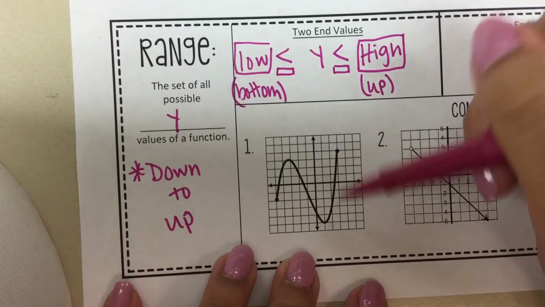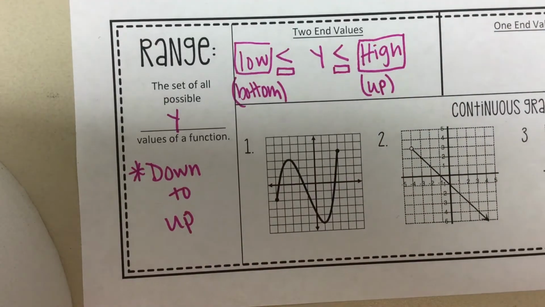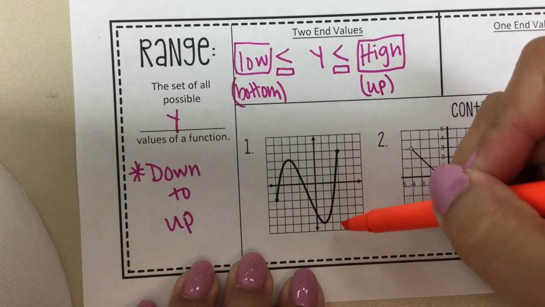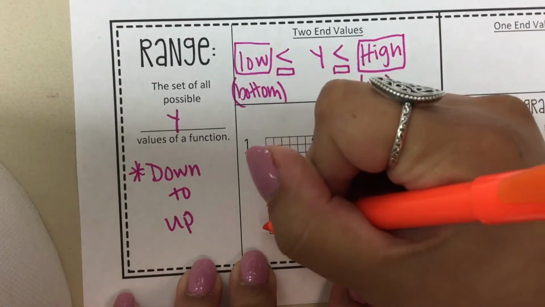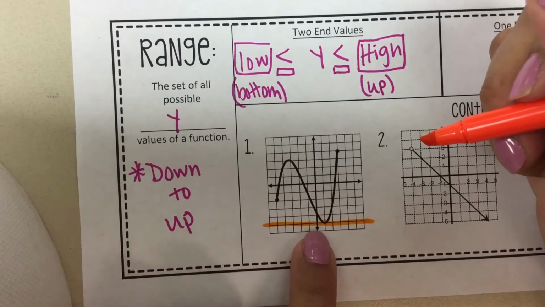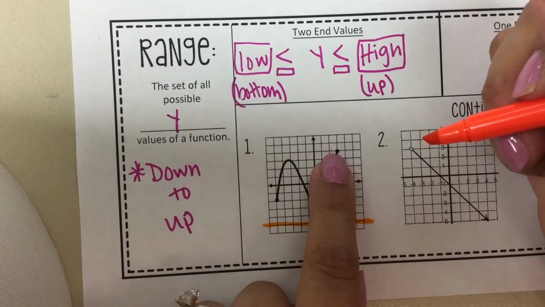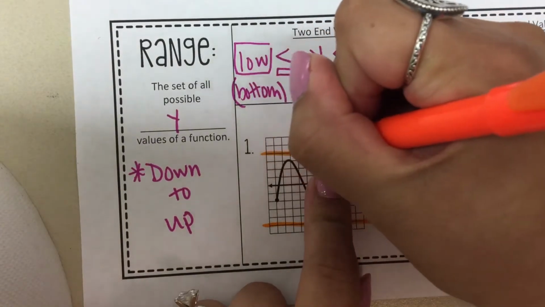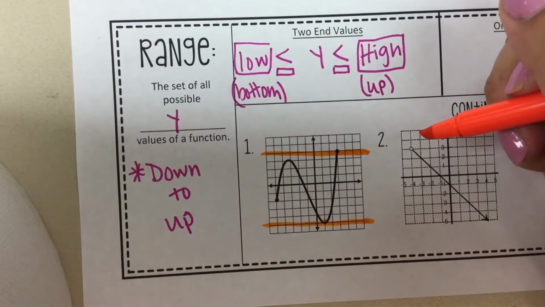Okay, so let's look at this number one as an example. As you can see, it's going to have two end values because if we go down, this is our lowest point that this graph can possibly go. I'm going to draw a line showing where the very bottom most part of this graph is going to go. Okay, and then we also have a line up top because that is the highest that our graph can go.